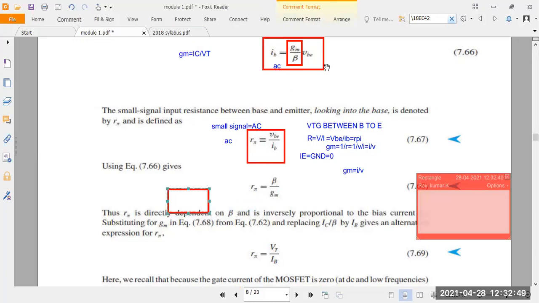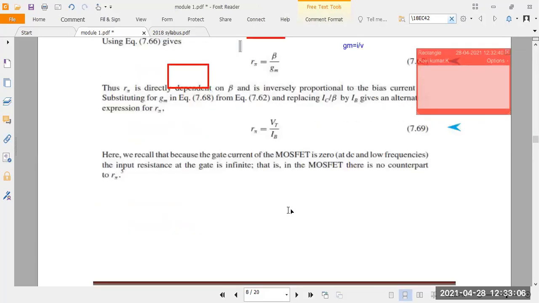Here IB they have taken to the right side. The remaining term they have taken to the left side, that is beta divided by gm. So R pi is equal to beta divided by gm now. Fine. This is the final equation for the input resistance. Understood? This is the input resistance.